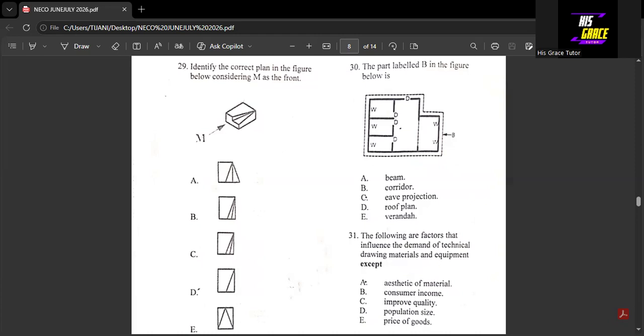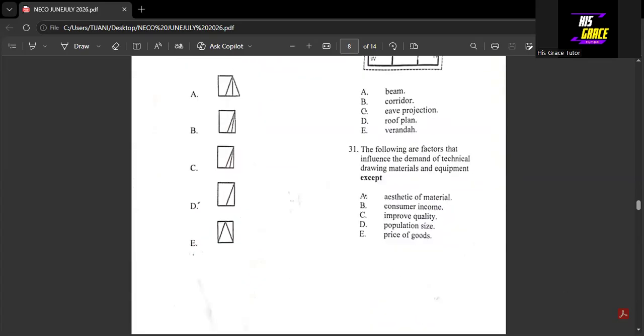So if the price of the drawing materials comes down, people that are into architectural drawing and technical drawing will be able to buy more. So the answer to the question is aesthetic of material.